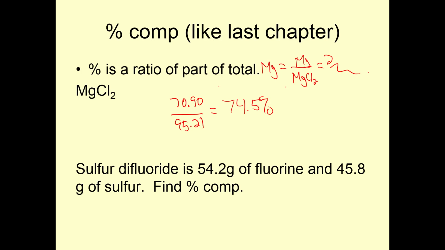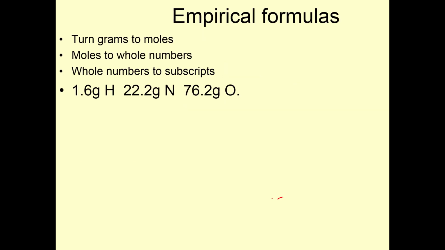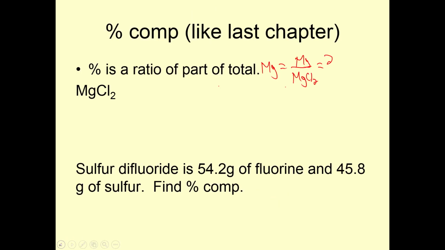Sulfur difluoride is 54.2 grams of fluorine and 45.8 grams of sulfur. Find the percent composition. So if I want to do fluorine, for fluorine it's going to be F over SF.